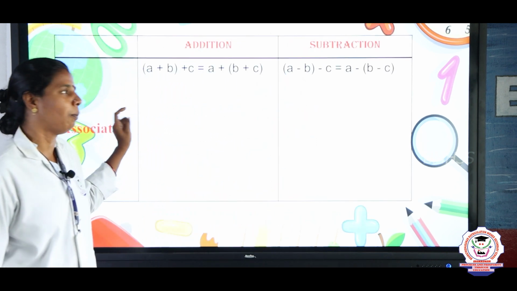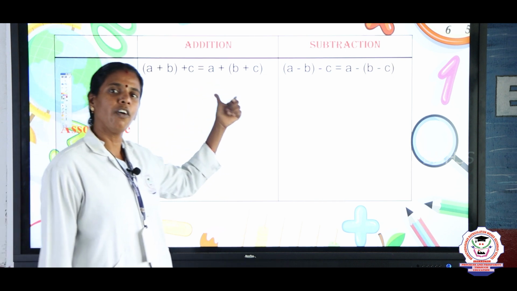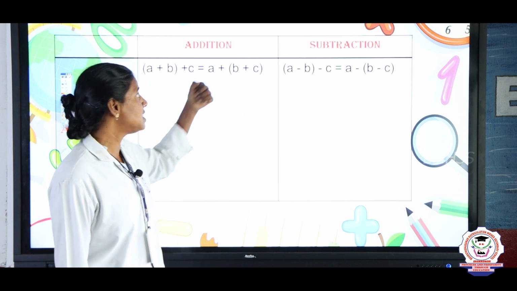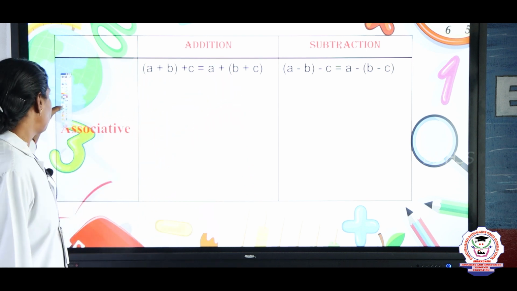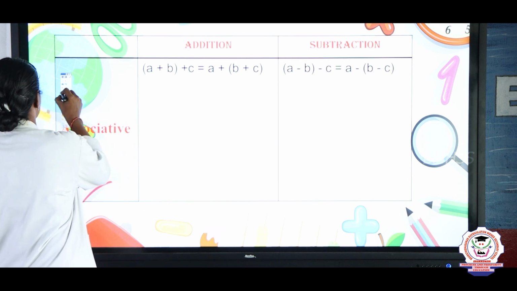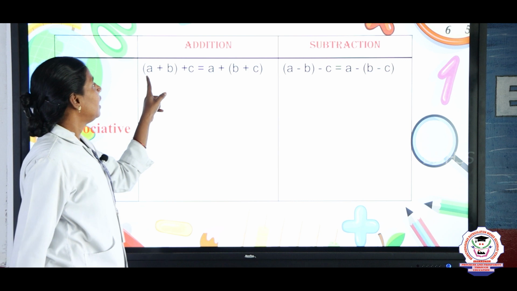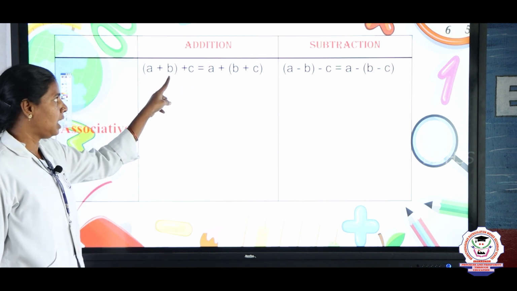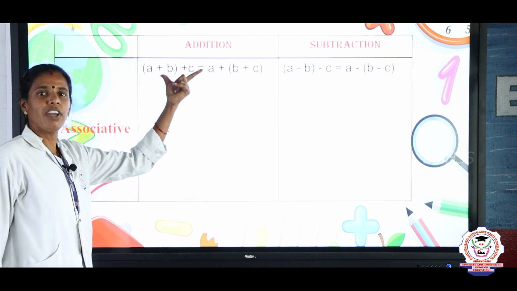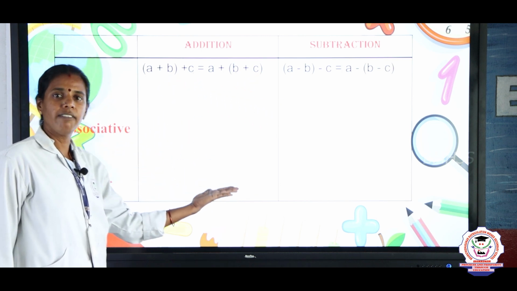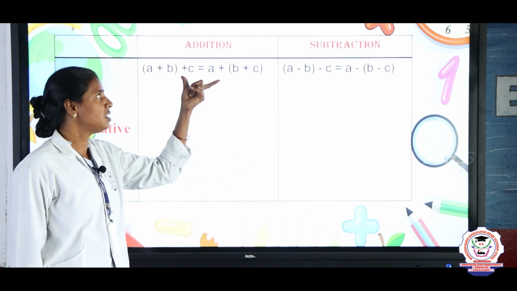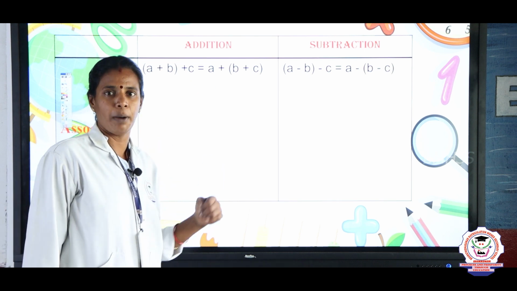So what is associative property? In associative property also we are going to learn about addition, subtraction, multiplication and division. First we will see addition in associative property. Here in addition, (a + b) + c = a + (b + c). This is the condition, and we are going to verify whether LHS is equal to RHS or not. If both LHS and RHS are equal, then addition satisfies associative property in whole numbers.